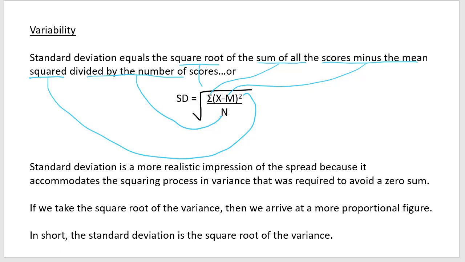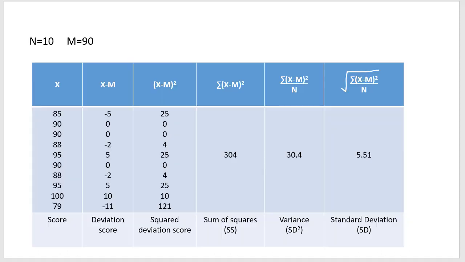So let's take a look at our example and see what that looks like. I've plugged in the information from the previous slides now that we've discovered it. So we have the number of scores is 10, the mean is 90. We have all of our deviation scores, all of our squared deviation scores. We have the sum of the squares. We have the sum of the squares divided by the number of scores, so it gives us the average distance each score is from the mean, but it's a squared distance, remember, because of the squaring we did back here. And then to undo that, we take the square root, and what we find is that the standard deviation of that distribution of scores is 5.51.